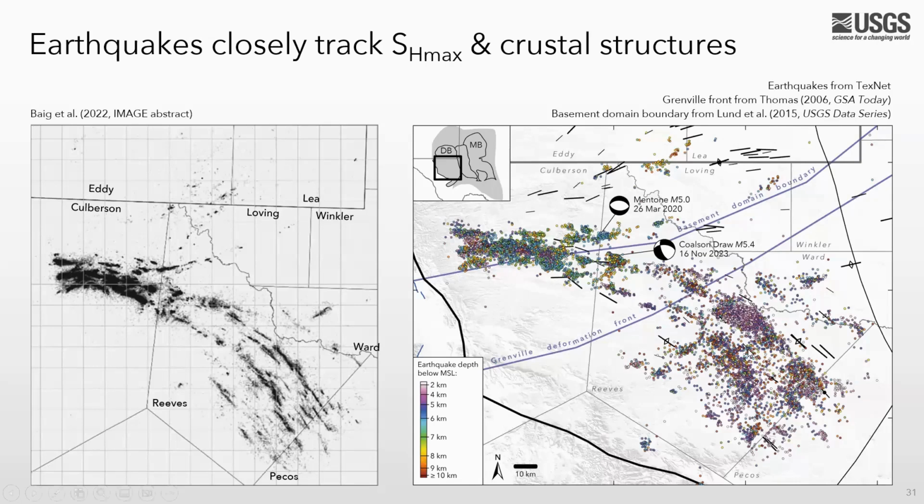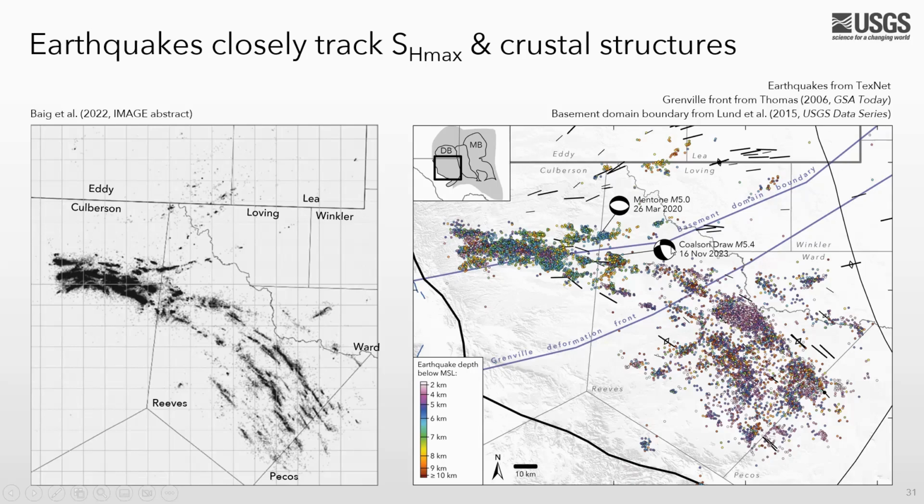And if you look to the right, they're following the SHmax orientation very closely as it rotates, and also going northeast as it rotates that way. So it's really quite a striking pattern. And note also on the right, these are TexNet locations.